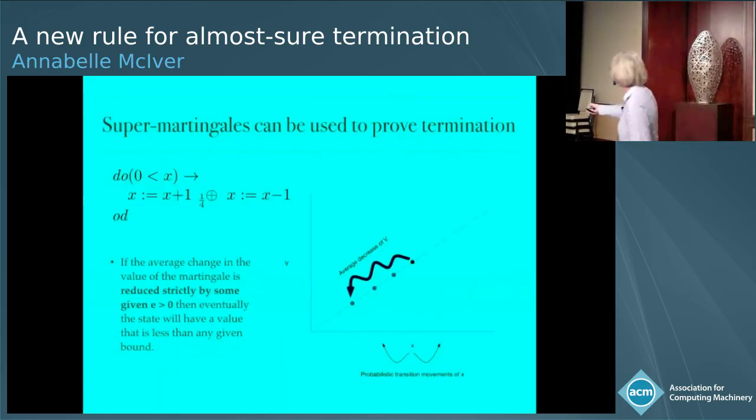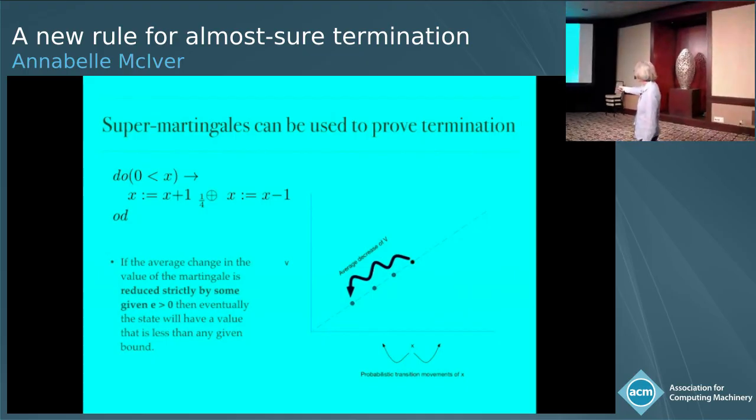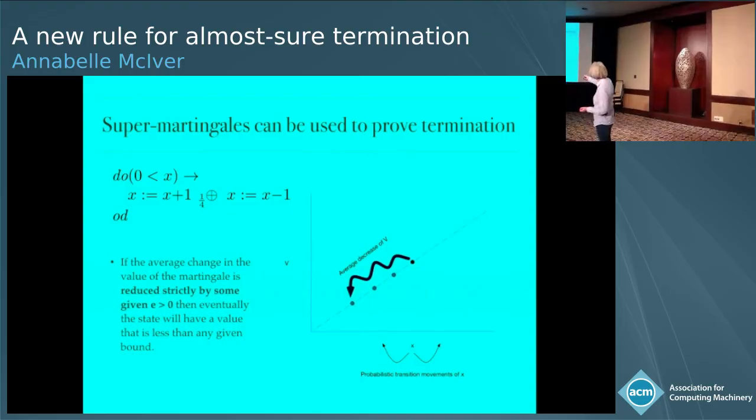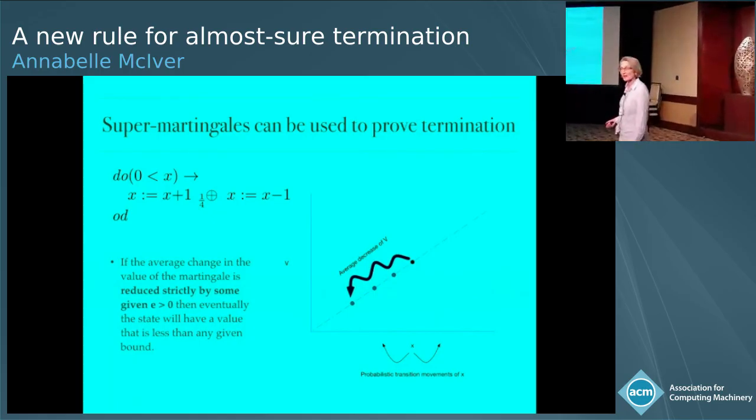What's happening here is, so here I've drawn a little diagram of what's going on. On the vertical axis is the value of the super martingale. The horizontal axis is the value of the variable X. And you can see that because of this fixed average decrease as it's going, this variant is sort of like a proxy for what's actually happening to the real variable. And so because this is always decreased inexorably, it's saying that if I let this program run long enough, then the average value of this V will be somewhere down here. And the only way that can happen is if termination has occurred.